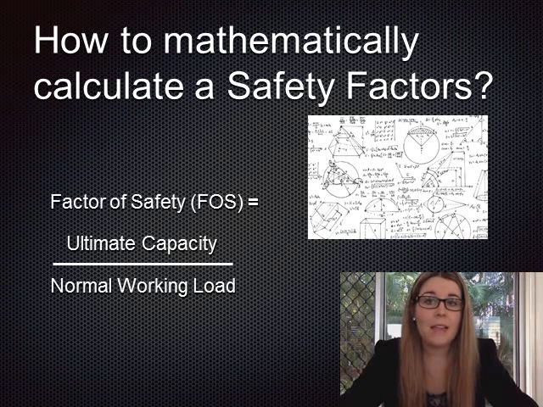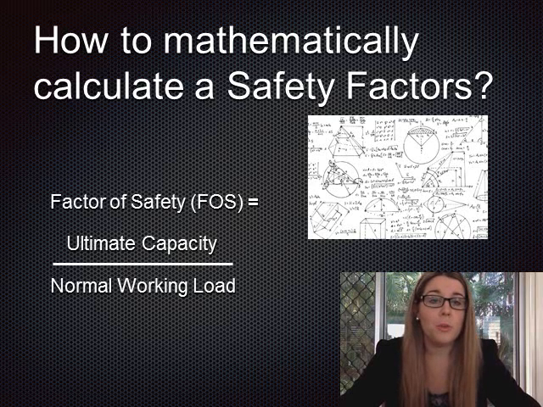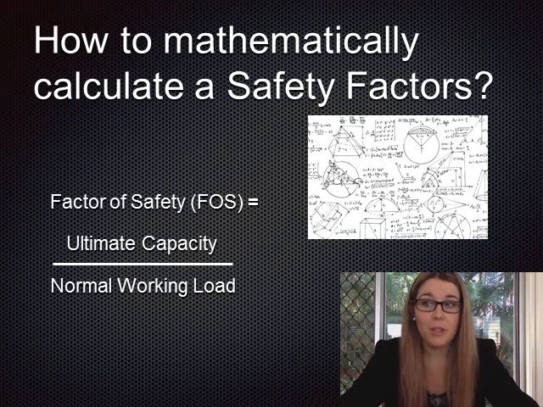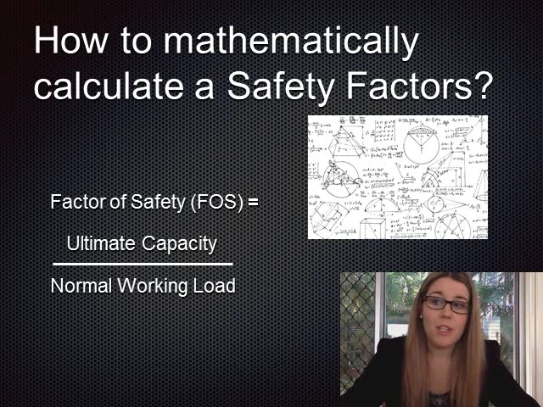So how can we calculate the safety factor mathematically? The factor of safety can be achieved by dividing the ultimate capacity or actual breaking strength of the design over the normal working load. This calculation is to account for the imperfections in materials, the flaws in assembly, material degradation, and unexpected stresses that may apply on the design.